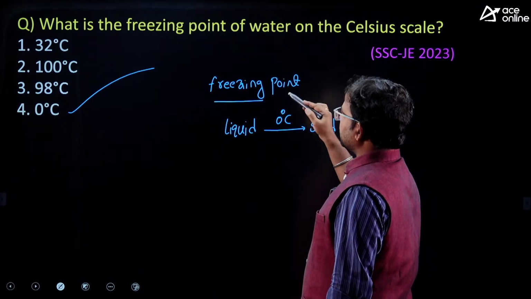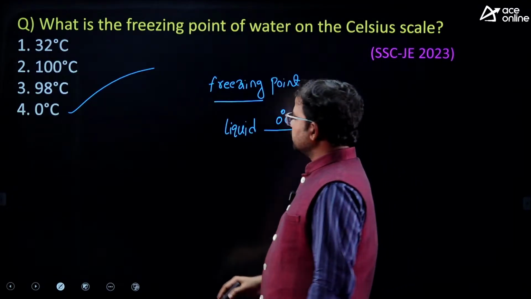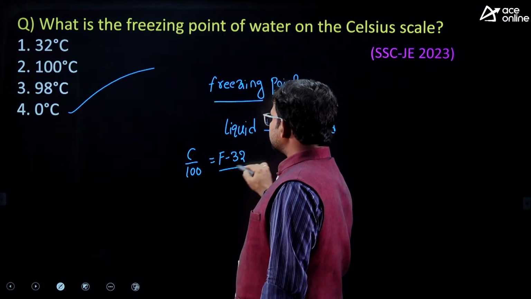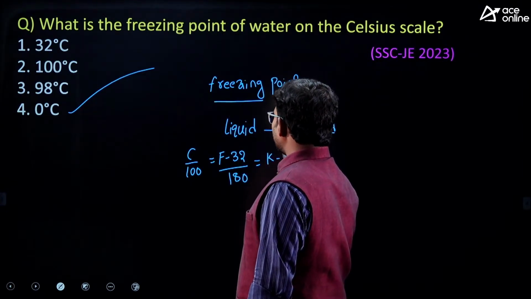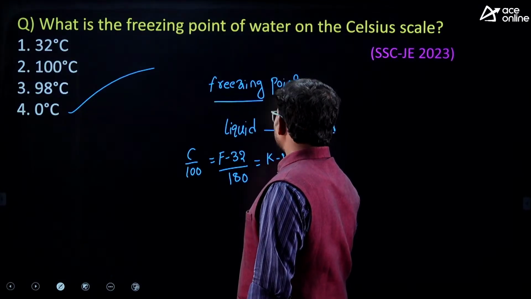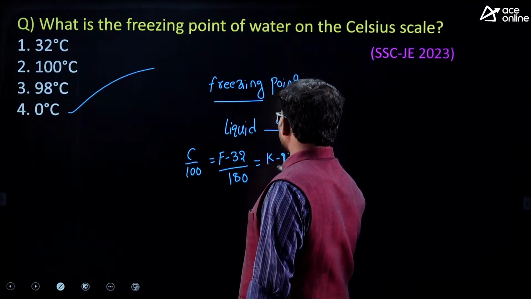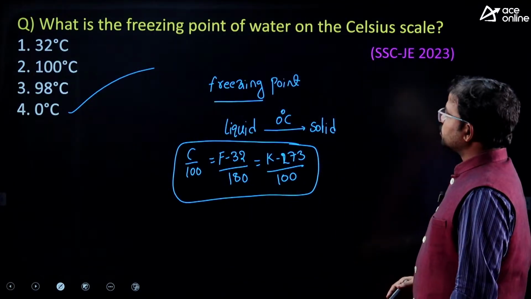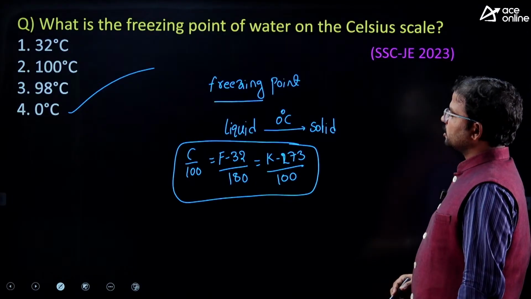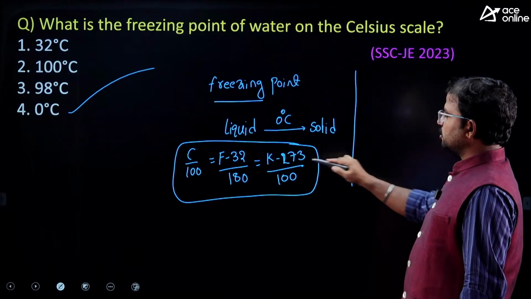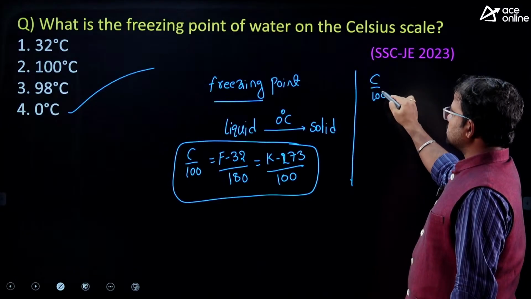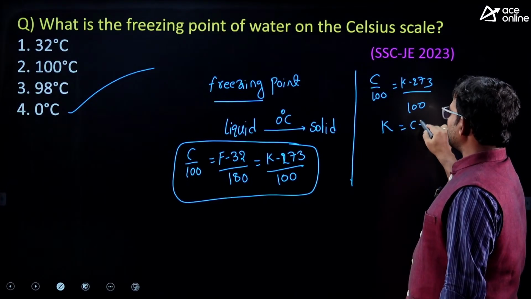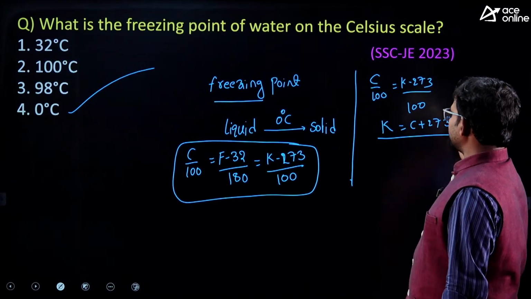Next, suppose they ask in kelvins, of course we have the relation, right? C by 100 is equal to F minus 32 by 180, which is equal to K minus 273 by 100. So this is the relation, guys. If they ask what is the freezing point of water in kelvins, then you have to get the relation using this equation, right? C by 100 is equal to K minus 273 by 100. Here K is equal to C plus 273.